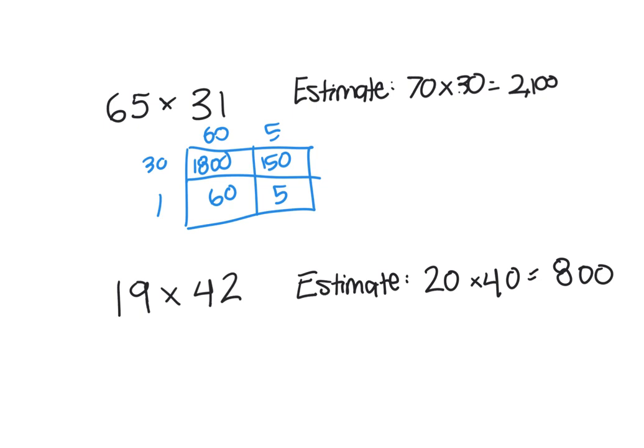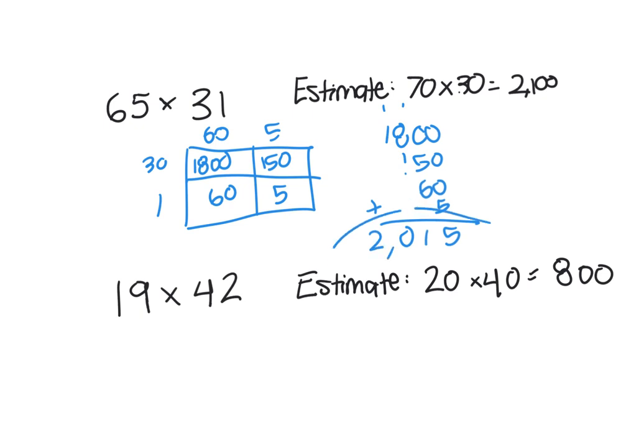Okay, let's add these all together, our partial products, and see what we get. Okay, so we have a 5. 6 plus 5 is 11. 1 and 1 is 2. So our answer in the end we got was 2,015, which is pretty close to our estimate of 2,100. So I think it's pretty reasonable.